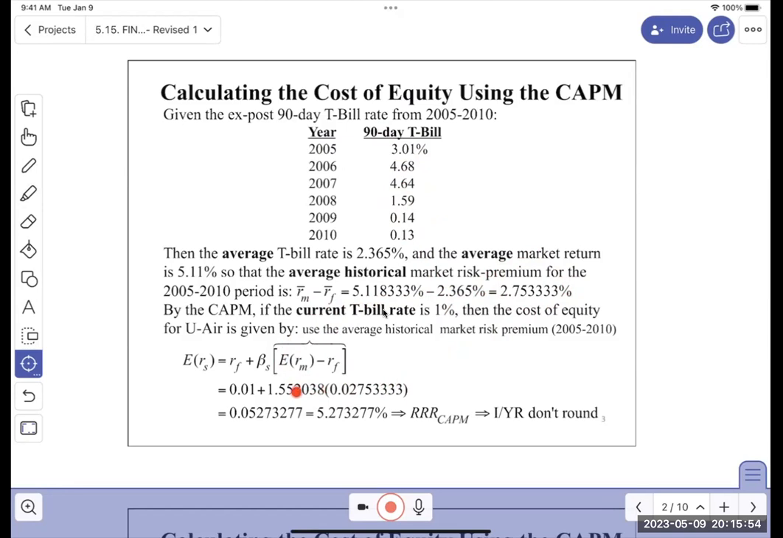I use the beta that I got, and then here I do something that maybe is confusing, but I decide to use the current risk-free rate as opposed to using the average risk-free rate. And that's because they differ. The current one is 1%.